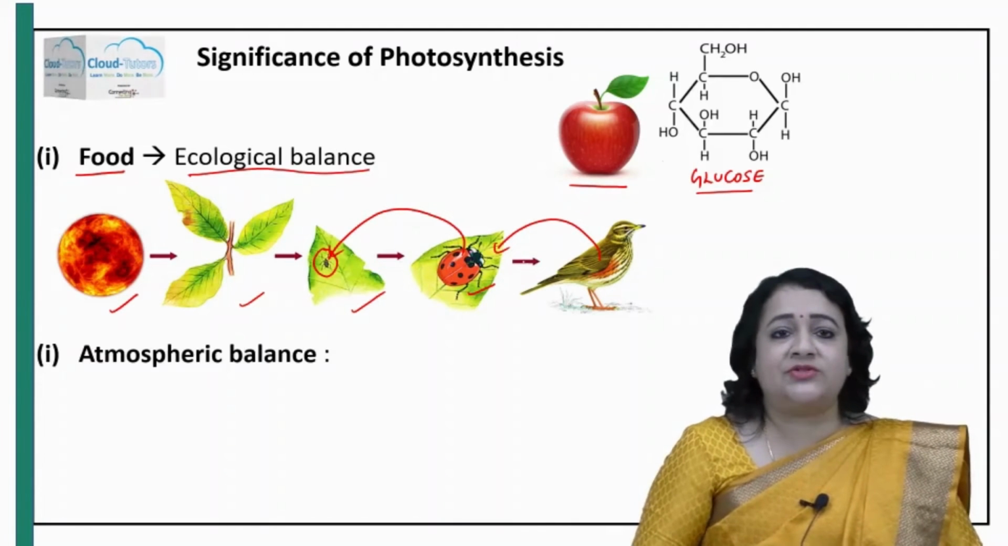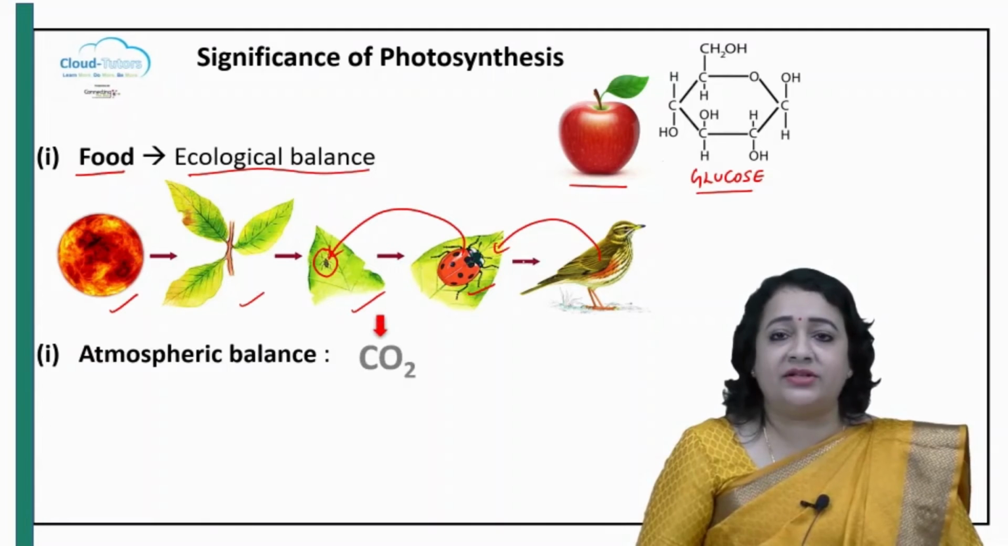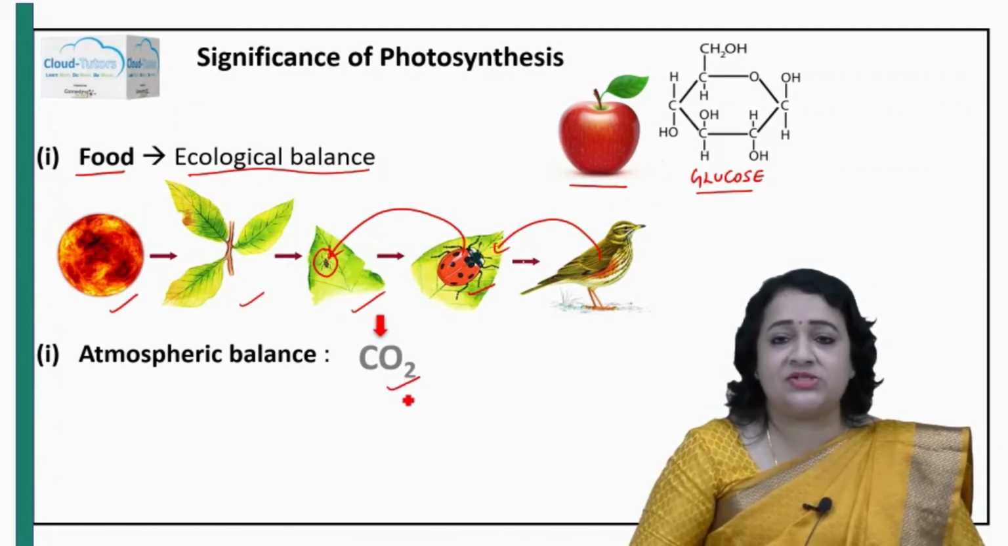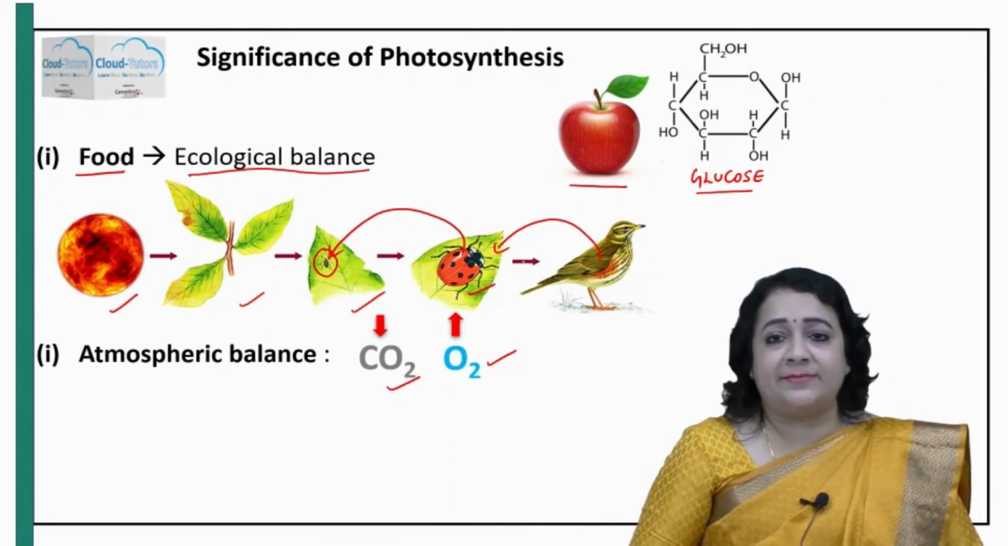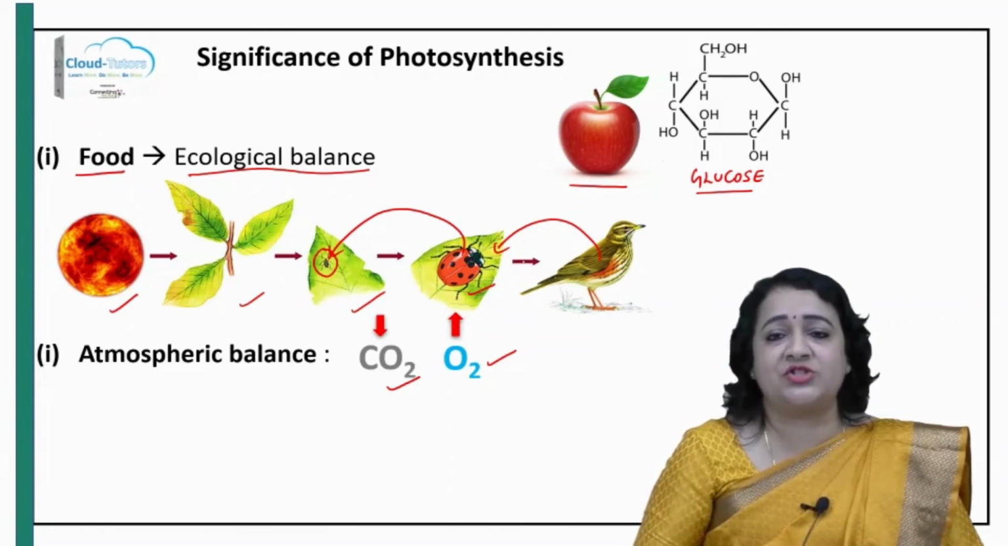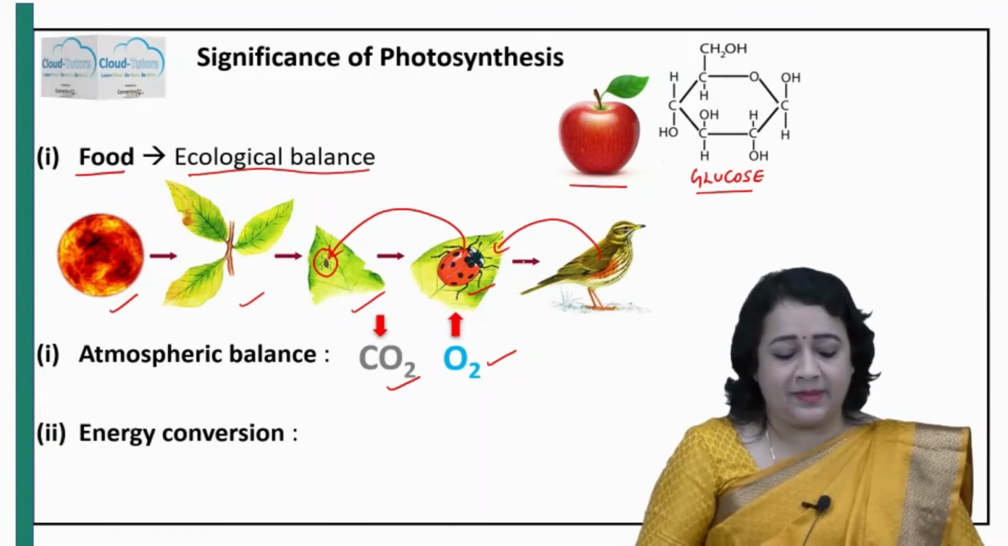Next we have atmospheric balance. When I say atmospheric balance, we are talking about the gases. Carbon dioxide is used during photosynthesis and oxygen is liberated. The liberation of oxygen is very important because we use oxygen for respiration.